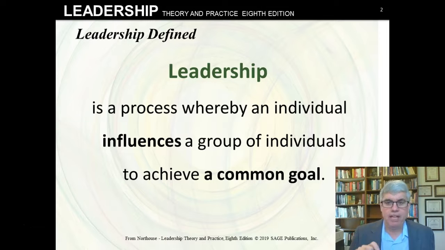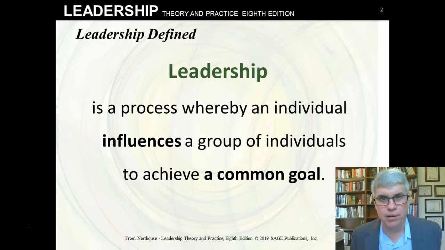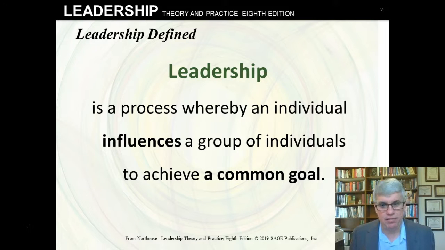And this group of individuals, who are sometimes called followers, but that's not necessarily a good term because they might not see themselves as followers, are influenced to some degree to achieve a common goal, to accomplish something together. So that's what leadership is: this idea of influencing other people to achieve a common goal.